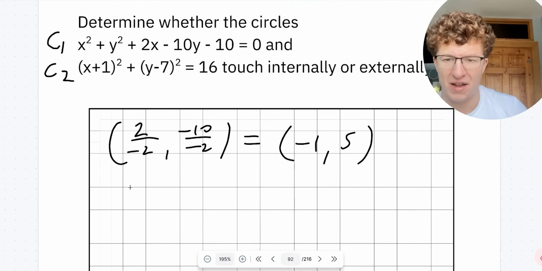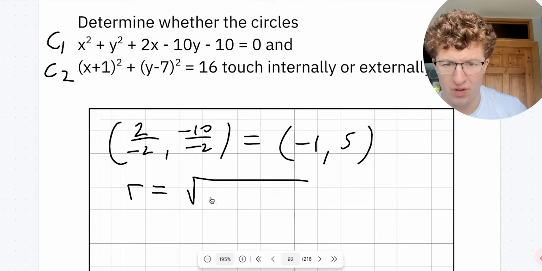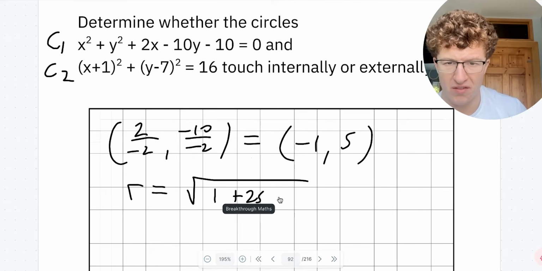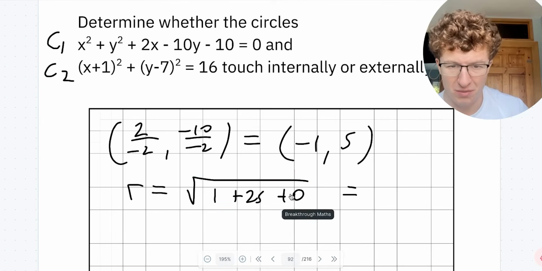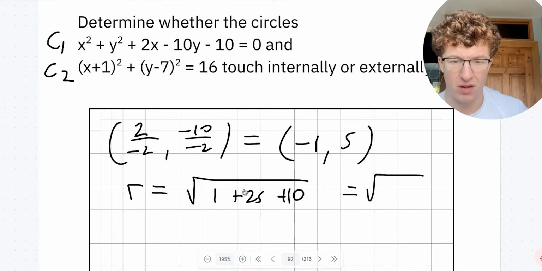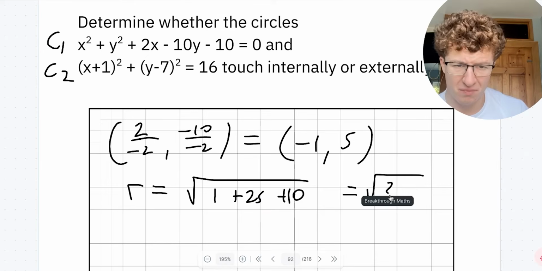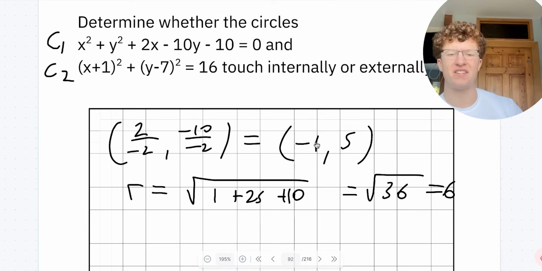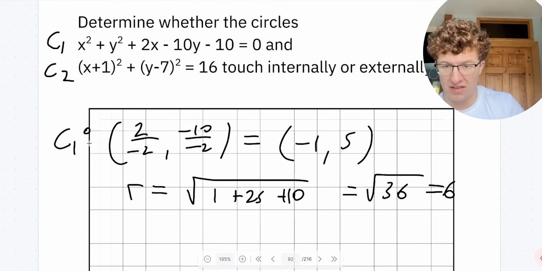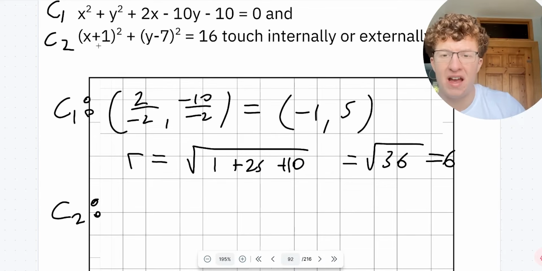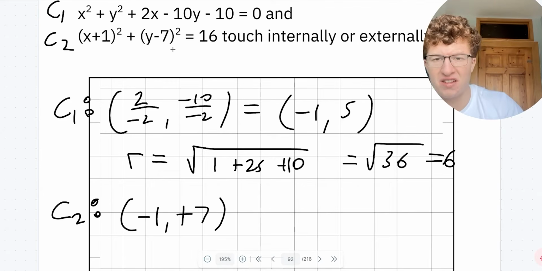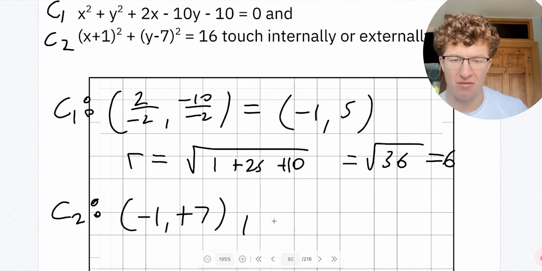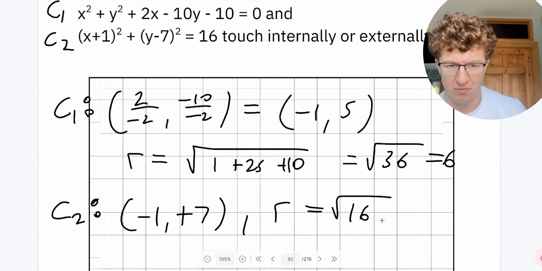And its radius then, we do the square root of 1 squared is 1, 5 squared is 25, minus c, which is minus 10, so it's going to be actually plus 10. So that's going to be the square root of 36, so that's going to be 6. So that's the center and radius of C1. I'll draw that there. Now C2, a bit easier to see. Its center now is just going to be minus 1, 7, because we just changed the sign of these two numbers. And its radius is just going to be the square root of 16, which is 4.